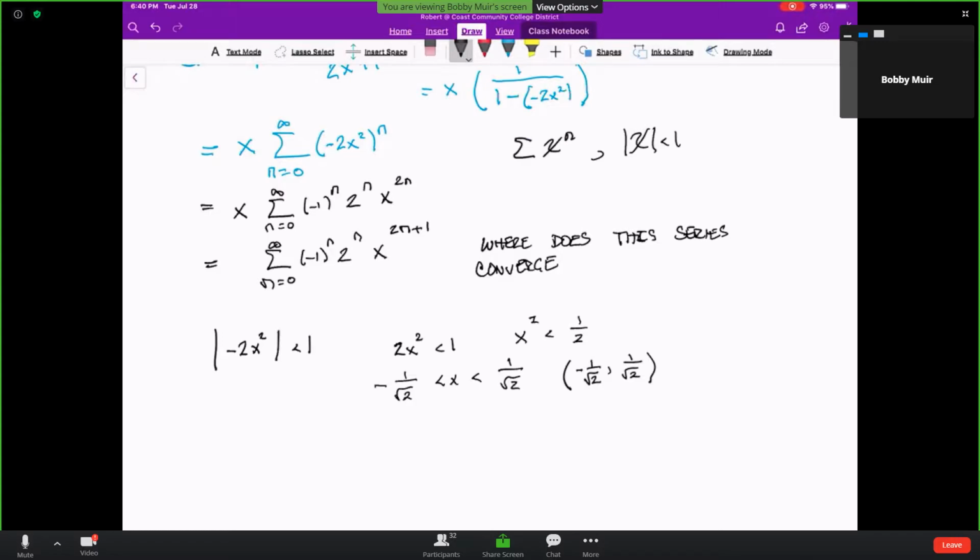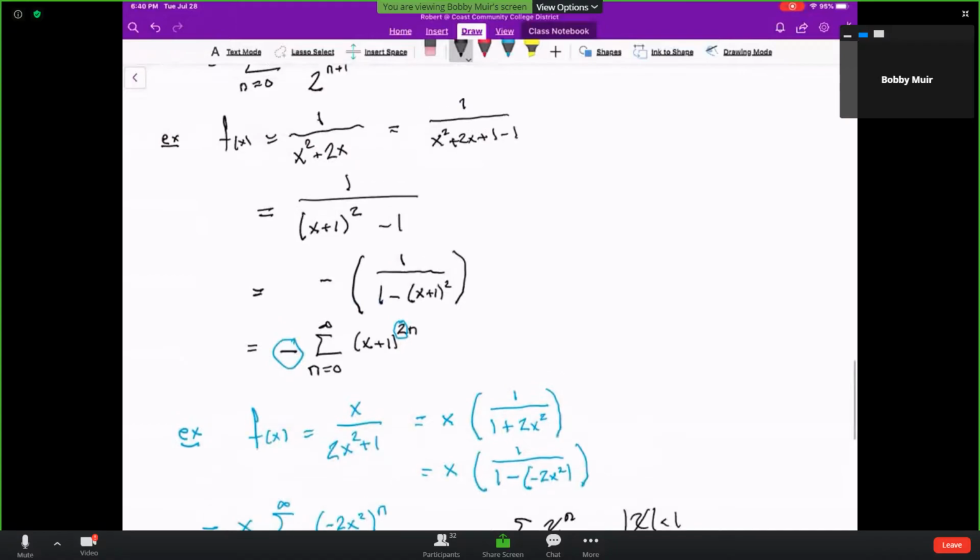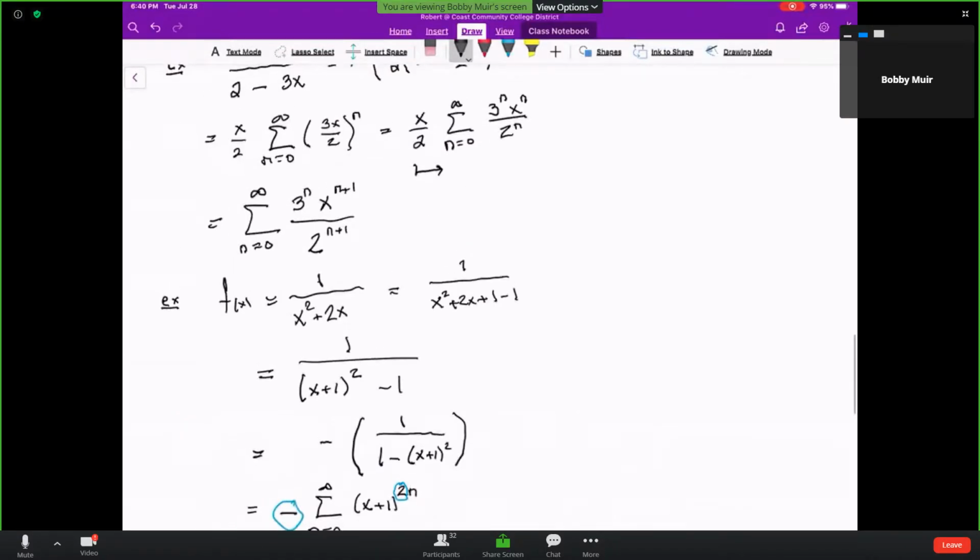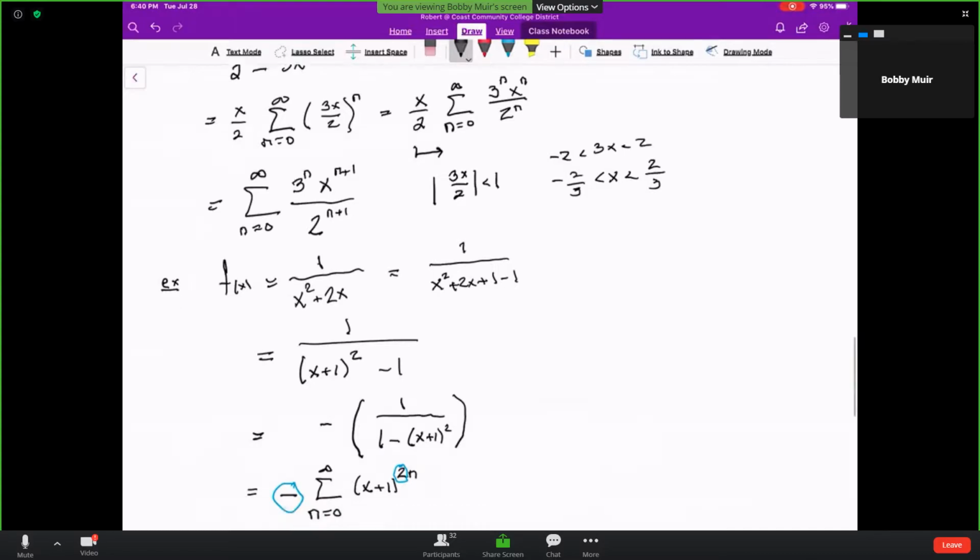Okay, so for all these other problems up here, if you scroll back to this guy here, we would have to have 3x over 2 in magnitude less than 1. So that would mean -2 less than 3x less than 2, -2/3 less than x less than 2/3. And then I'll leave it for you guys to rationalize to yourself that you don't have to check the endpoints because it came from a geometric series.